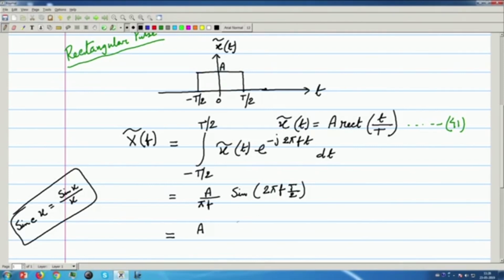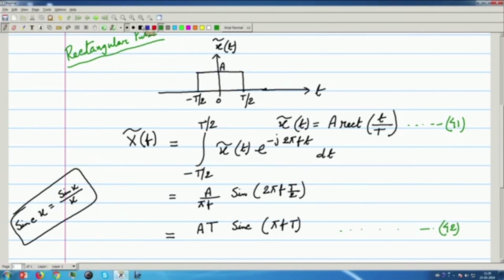So, this one will be pi f T, and if I make it sinc, then here it will be A into T into sinc pi f T. So, this is well known. Let me give this as equation number 42.